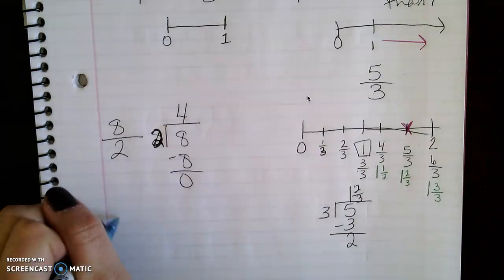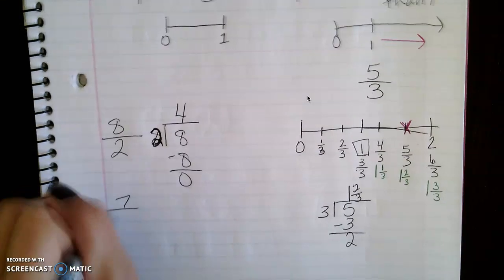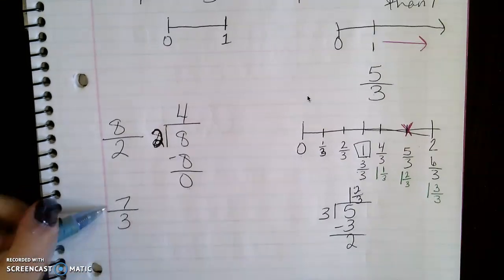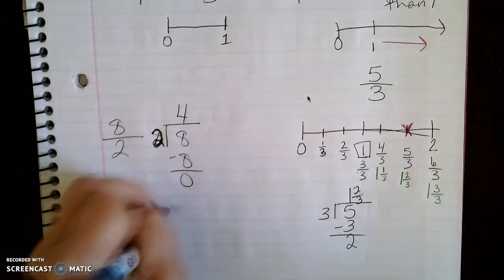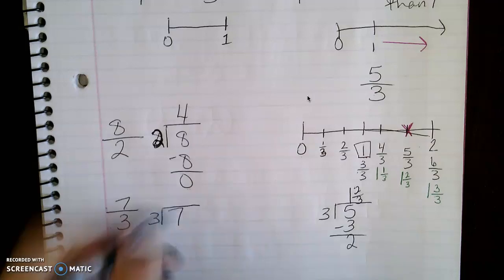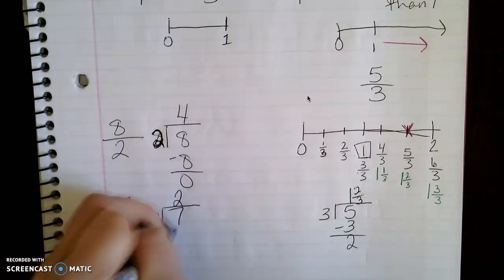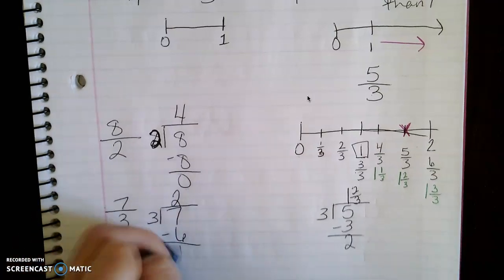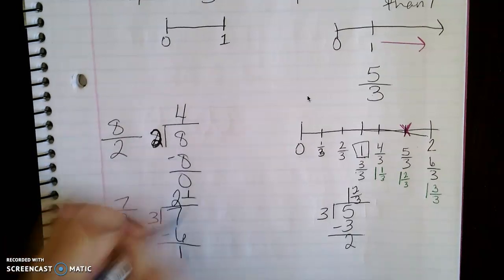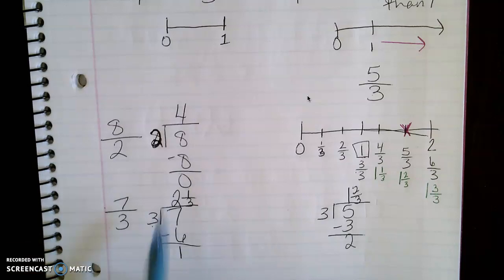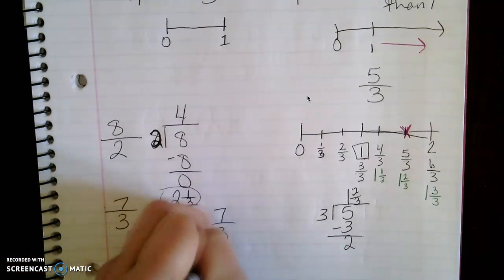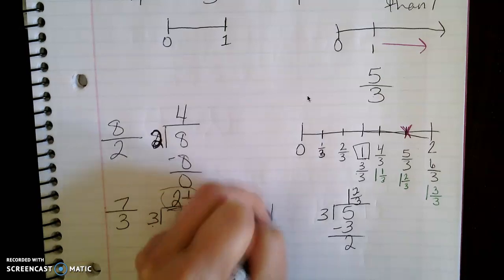Let's try another one. What if I gave you 7/3? So 7/3 is 7 divided by 3. 3 goes into 7 2 times. 2 times 3 is 6. Subtract. My remainder becomes my numerator, and my divisor becomes my denominator. And I have 2 and 1/3. So 7/3 would equal 2 and 1/3.